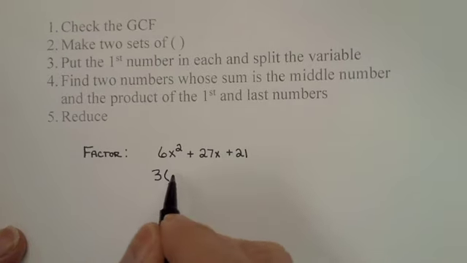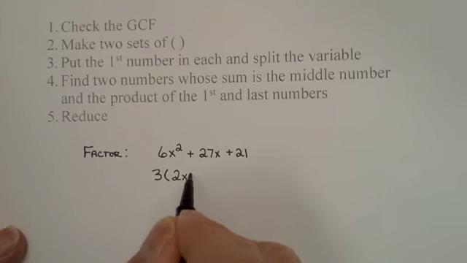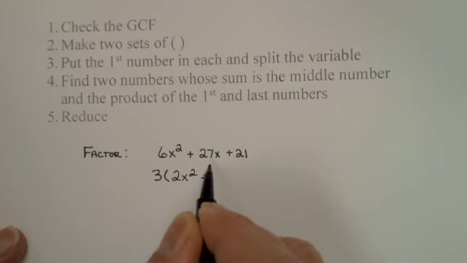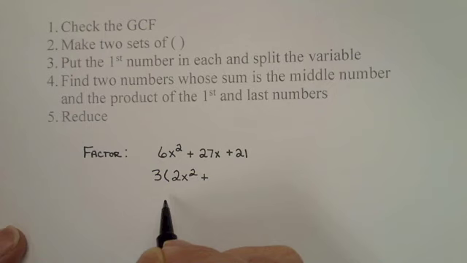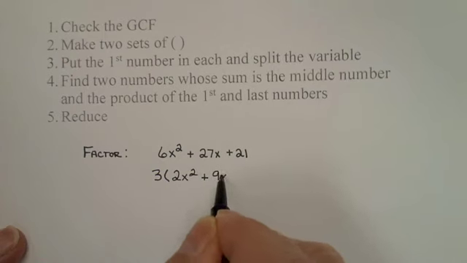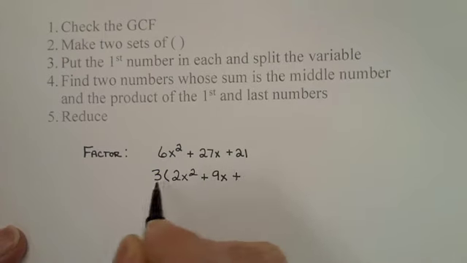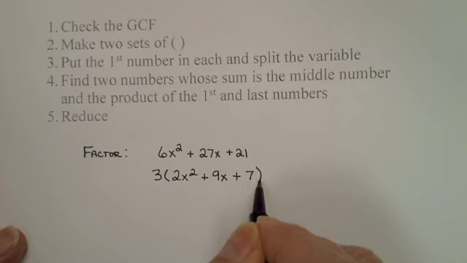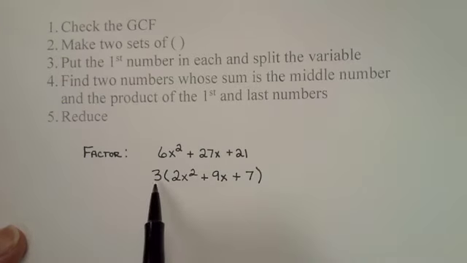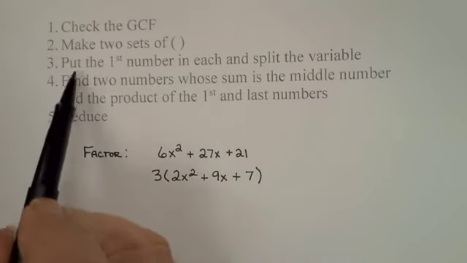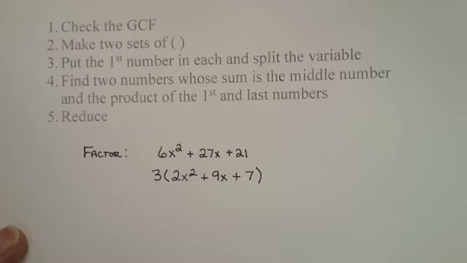6x squared divided by 3, 2x squared. Plus 27x divided by 3, 9x. Plus 21 divided by 3 is 7. I need to keep this 3 on the outside and continue on with the rest of what I need to do here. I still need to make 2 sets of parentheses. So keep that 3 on the outside. Make 2 sets of parentheses because I'm splitting this part up now.